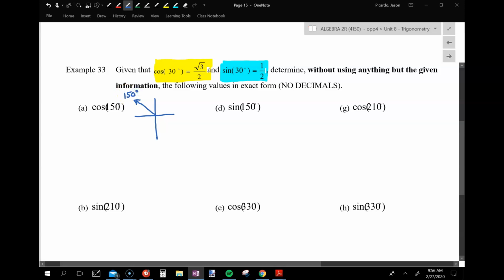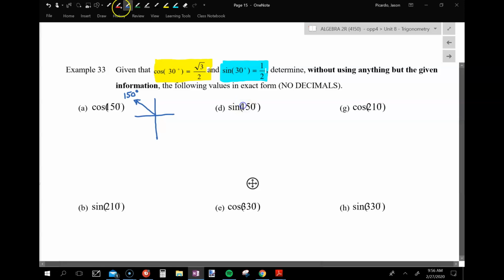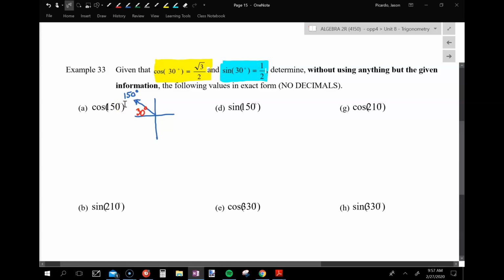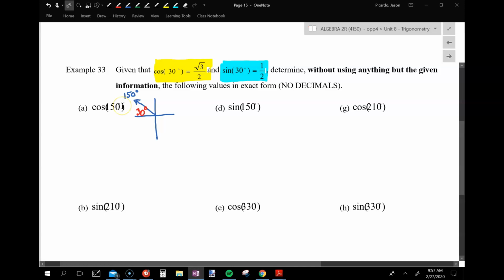So 150 degrees puts me there, right? For example A. What is my reference angle for example A? 30 degrees, very good. All right, so I have my reference angle of 30 degrees. So here's what I want you guys to think about. I just said a minute ago that if I have a reference angle, it's the same regardless of quadrant, some being positive, some being negative.